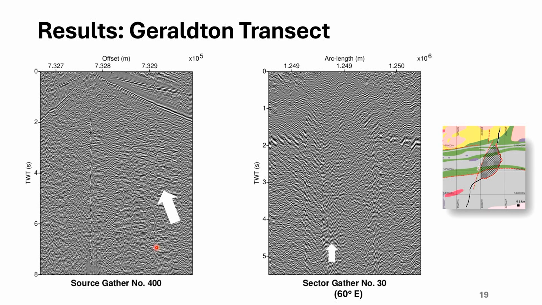Now, with regards to the real world, here's the information from the Gibraltar transect. On the left, I'm showing one common shot gather. On the right, one of those common azimuth sector gathers. The white arrow points to what I can identify as backscattered surface waves. And again, on the right here, one package of what I believe to be backscattered surface waves when you put it in arc length coordinates and move it out.